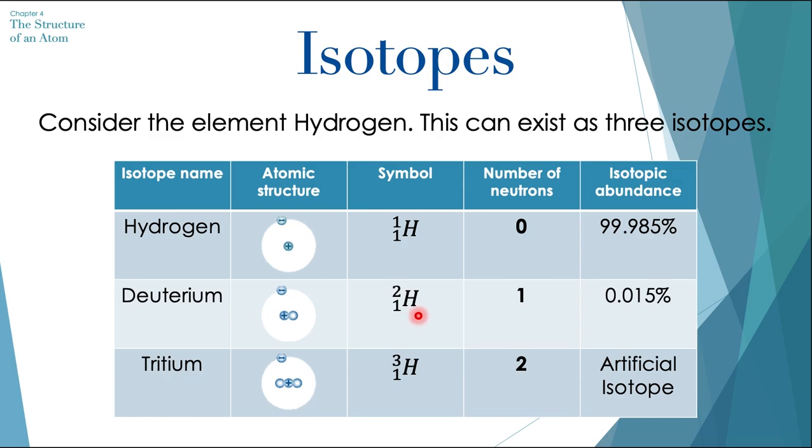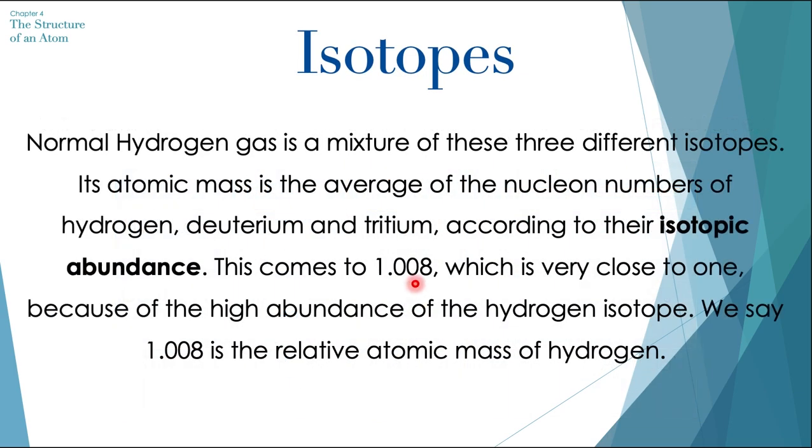So, normal hydrogen gas is a mixture of these 3 different isotopes. Its atomic mass is the average of the nucleon numbers of hydrogen, deuterium, and tritium according to their isotopic abundance. This comes to 1.008, which is very close to 1 because of the high abundance of the hydrogen isotope. We say that 1.008 is the relative atomic mass of hydrogen.